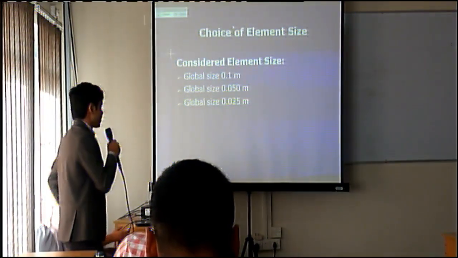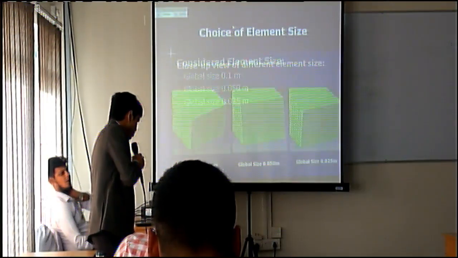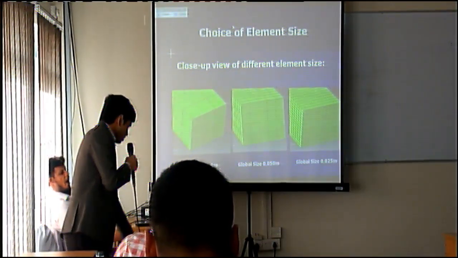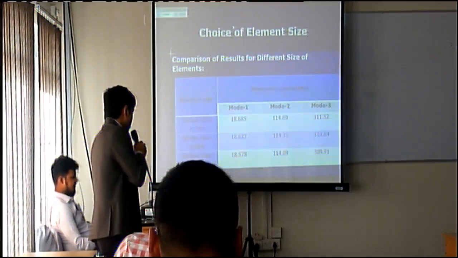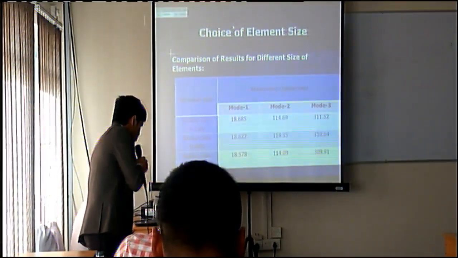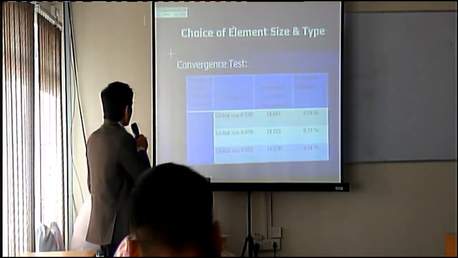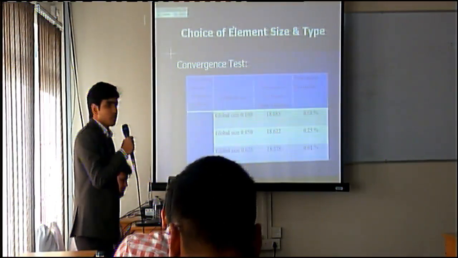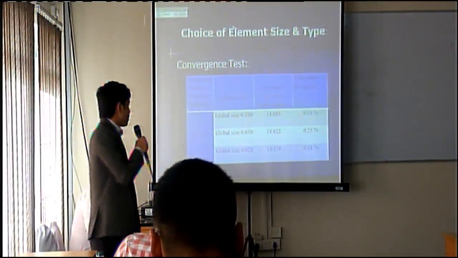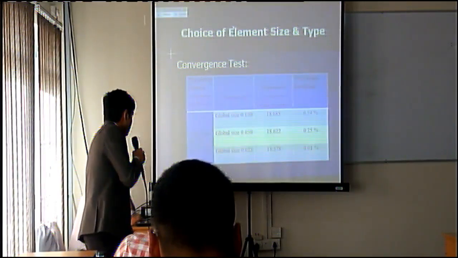Now the element size. As the global size decreases, that is, the element size reduces, you can compare the result: as the global size reduces, the frequency goes closer. That is, the percentage deviation from the theoretical value is about 0.01% when we take the global size 0.025. That is a very fine mesh.